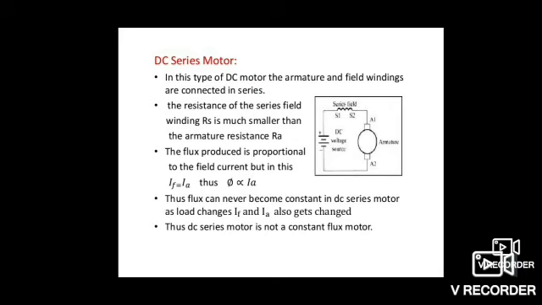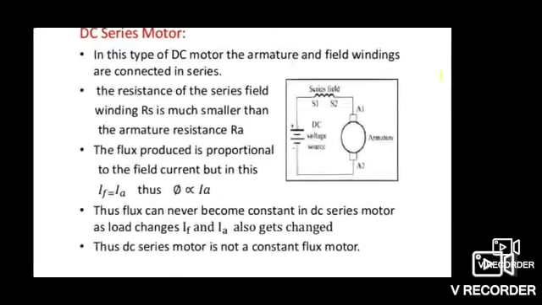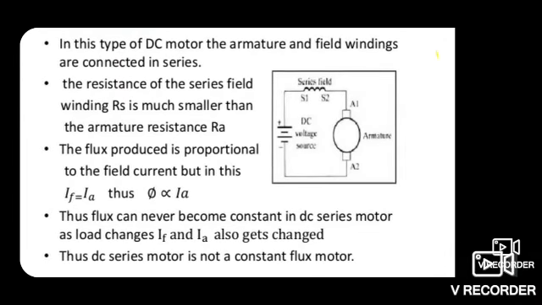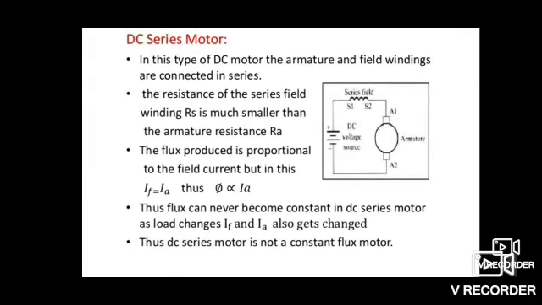In this type of DC motor, the armature winding and field windings are connected in series. See the diagram. The resistance of the series field winding RS is much smaller than the armature resistance RA.